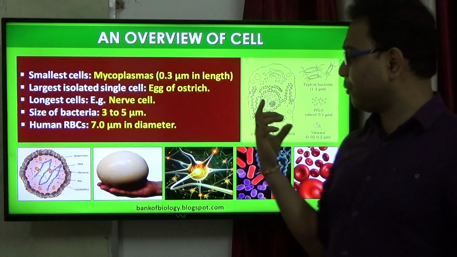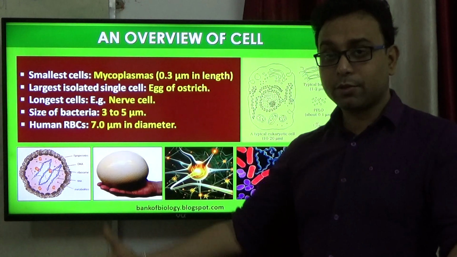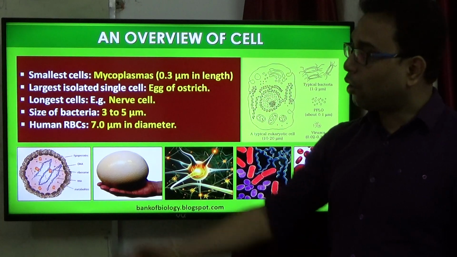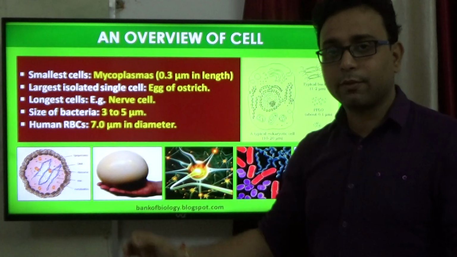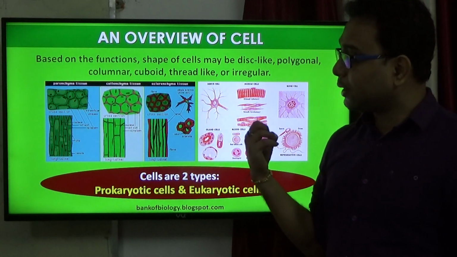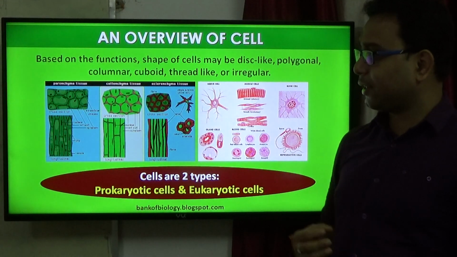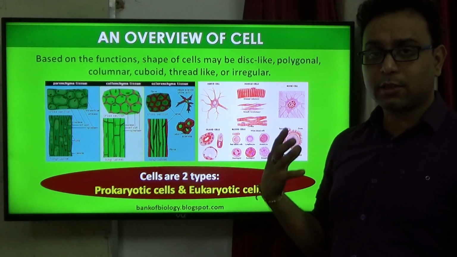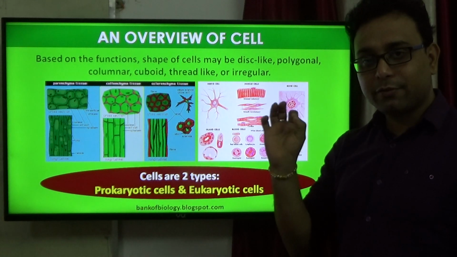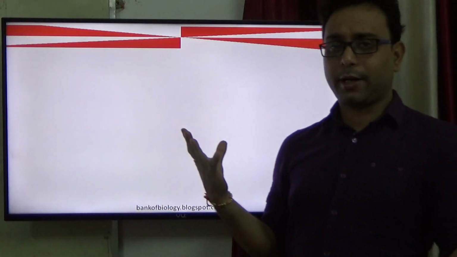There is some very important information in this picture from NCERT. It is very important to know the name of the smallest cell and the name of the largest isolated single cell. All of this information is very important for your NEET purpose. You know, cells have different shapes: some cells are disc-like, some columnar, right? These are the different cells, and examples are given in the NCERT book. That is very important. Next we discussed the structure of prokaryotic cells.